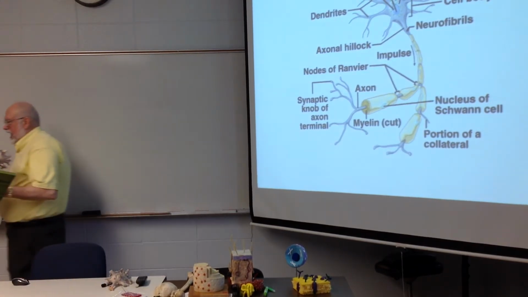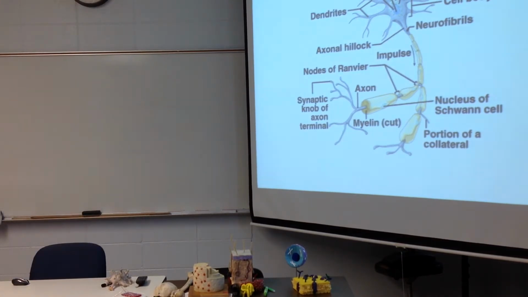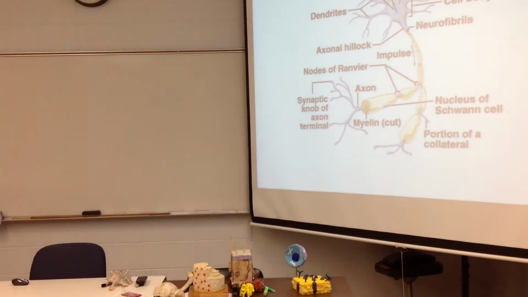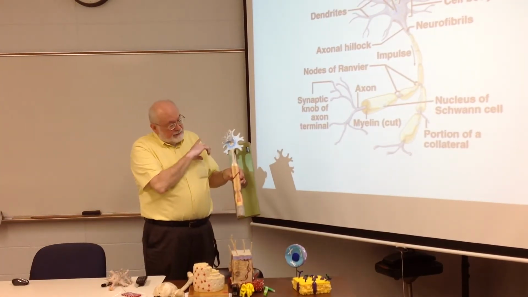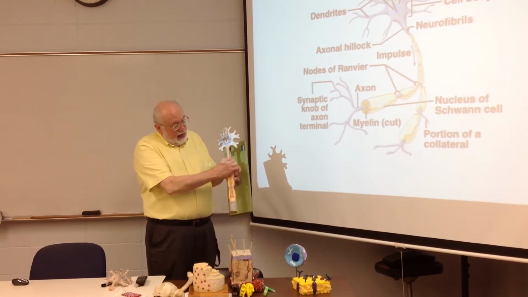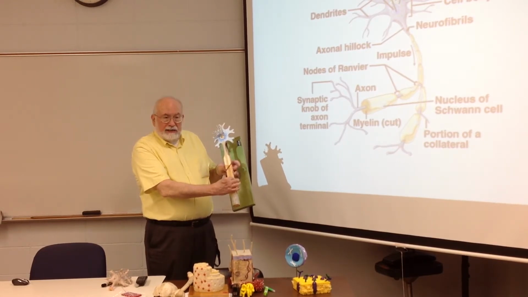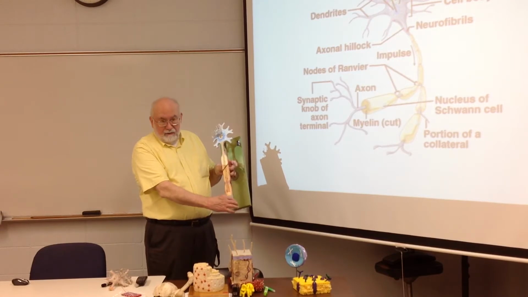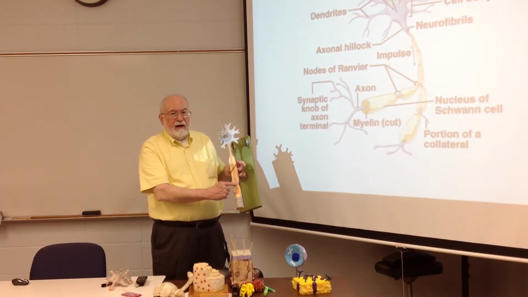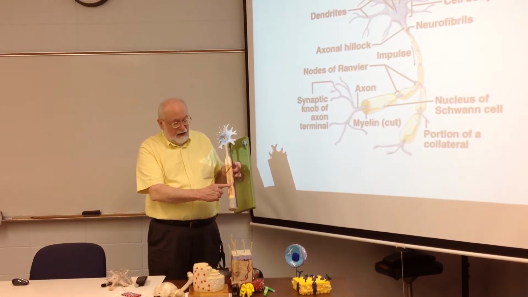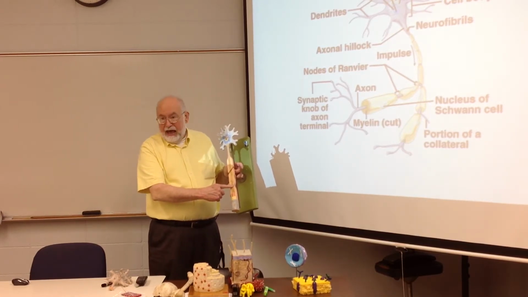Node of Ranvier. All right, now let's take a look at this model. And so here we are. Here's our cell body and the dendrites. Here's the axon. That is one of the Schwann cells there. Here's another. And right here, the little gap between the Schwann cells and the gap in the myelin sheath would be a node of Ranvier.